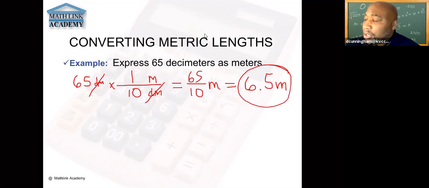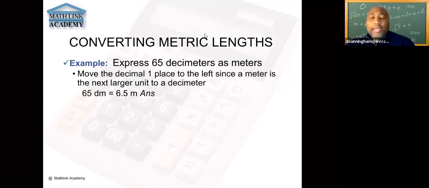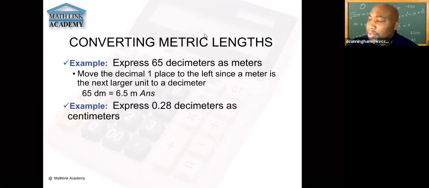So let's clear this chart and do another example. Again, if you know how to move the decimal places, this is telling you how to move from a smaller to a larger unit. You move the decimal place to the left. And so the decimal place is moved to the left, one direction. Let's do another example. So let's look at this one.